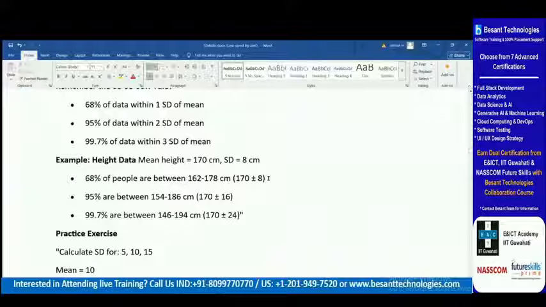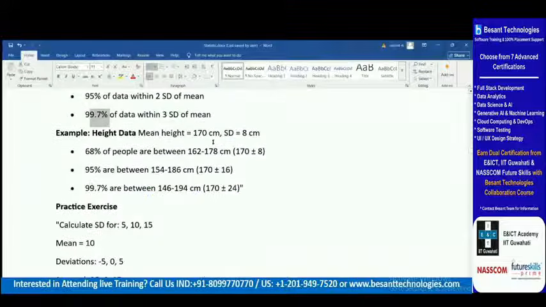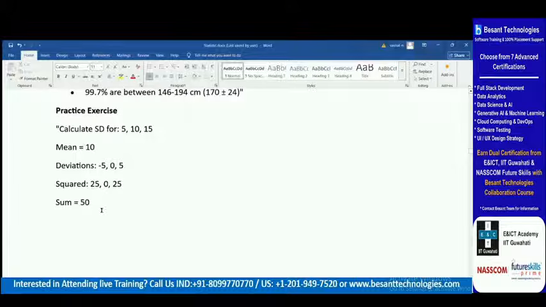This is 1 standard deviation, 2 standard deviation, and 3 standard deviation. In 1 standard deviation, 68%; 2 standard deviations, 95%; 3 standard deviations, 99%. Let's take this data set and evaluate it for 68, 95, and 99. And this is about the calculation. I have this practice exercise. If you want, you can go through it and evaluate it.